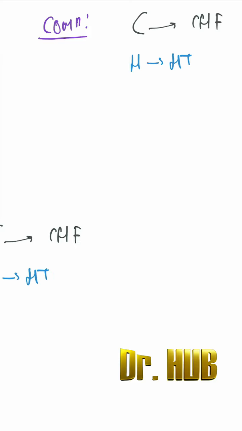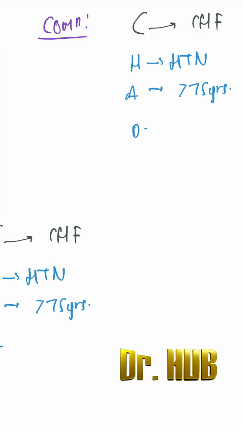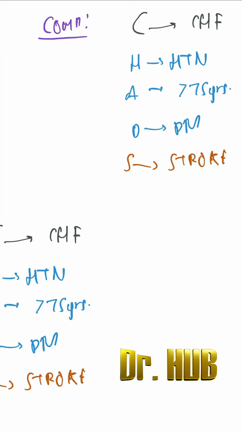Then H for hypertension, A for age greater than 75 years. Then D for diabetes mellitus. Next comes S, which includes stroke or TIA or TE.